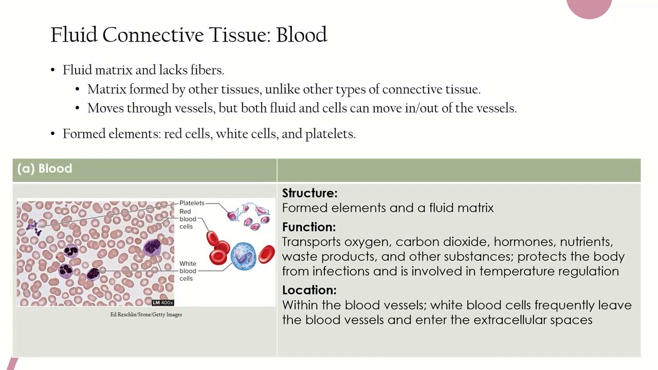So these are typically called formed elements. So red cells, which are erythrocytes, red blood cells, white blood cells, right, which encapsulate multiple different types of cells, macrophages, T cells, B cells, and then, of course, platelets.